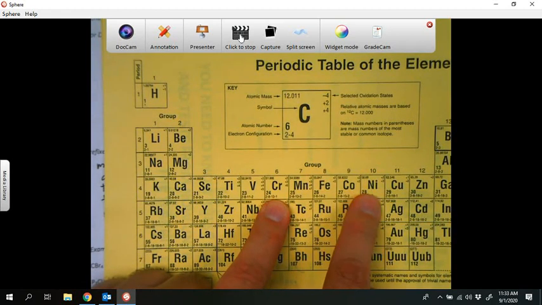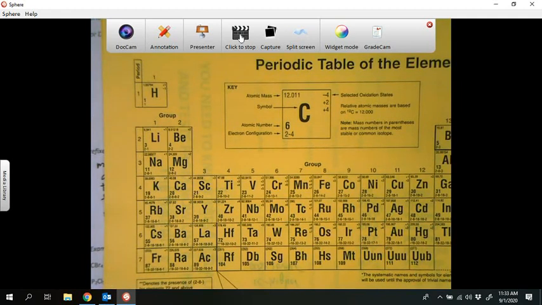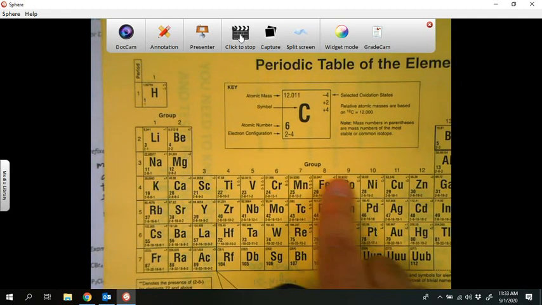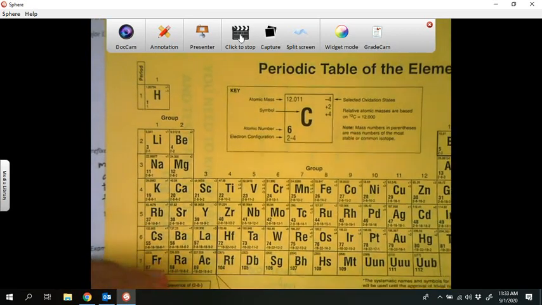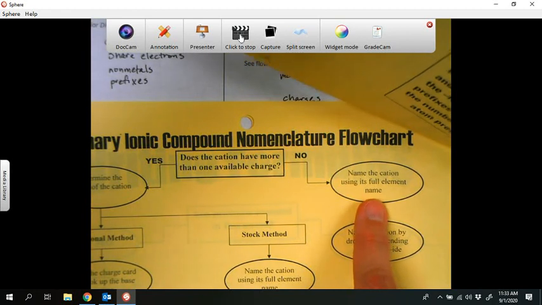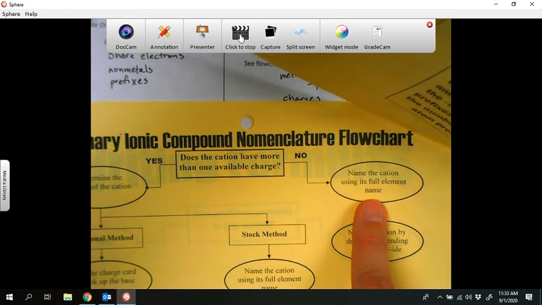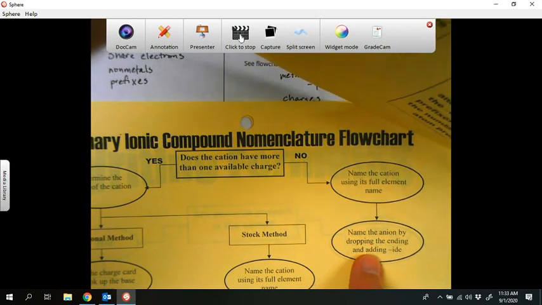Iron, cobalt, nickel, they have multiple charges. So we're going to have a different way of naming things that have multiple possibilities. But for lithium, all we do is follow that flow chart. So if it only has one charge, we follow the no here. And it says name the cation using its full element name, and then name the anion, the second element, by dropping the ending in IDE.